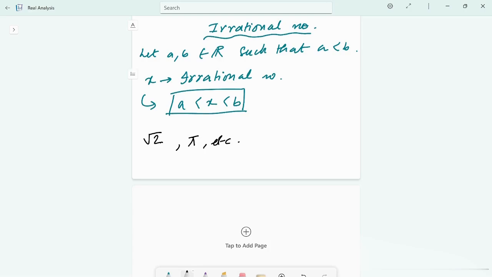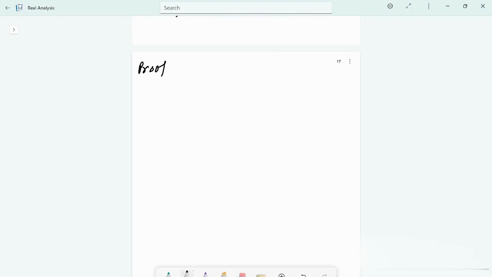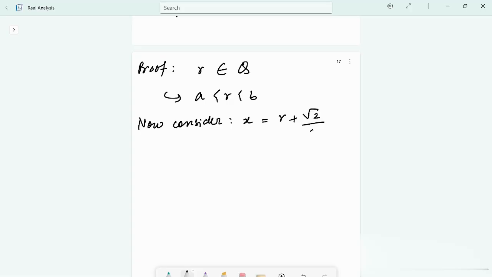Now if we come to the proof, first we need to take a rational number R which belongs to the rational set, such that A is less than R and R is less than B, from theorem 2. Now consider x is equal to R plus root 2 by n. This is n, okay? My handwriting is terrible, I know that. Coming to our theorem, as n tends to infinity, root 2 by n tends to 0, which implies x tends to R.